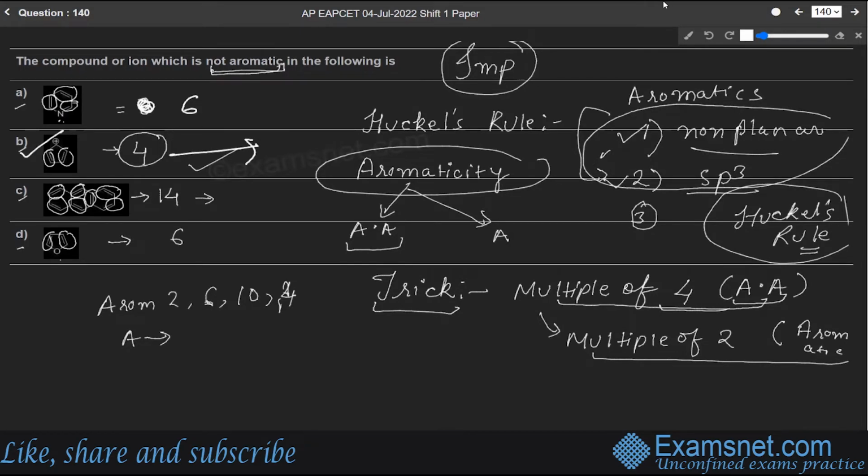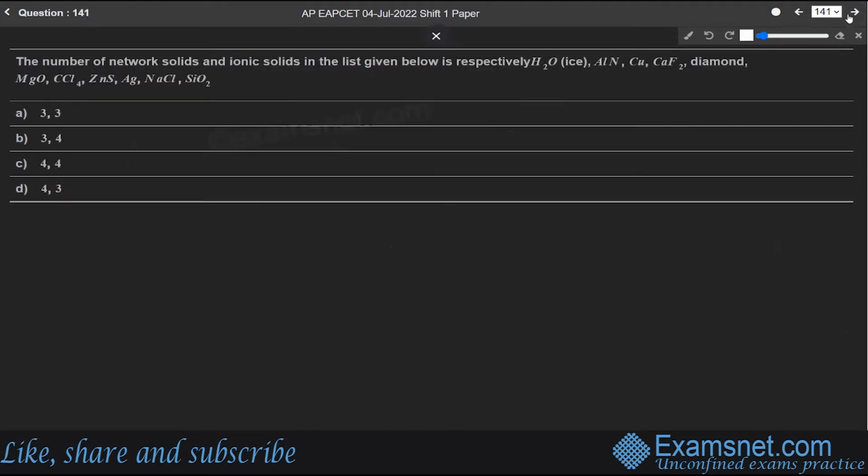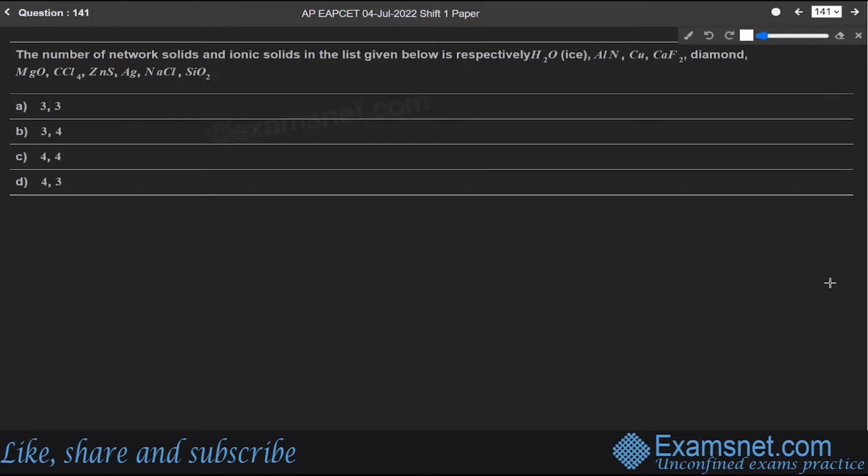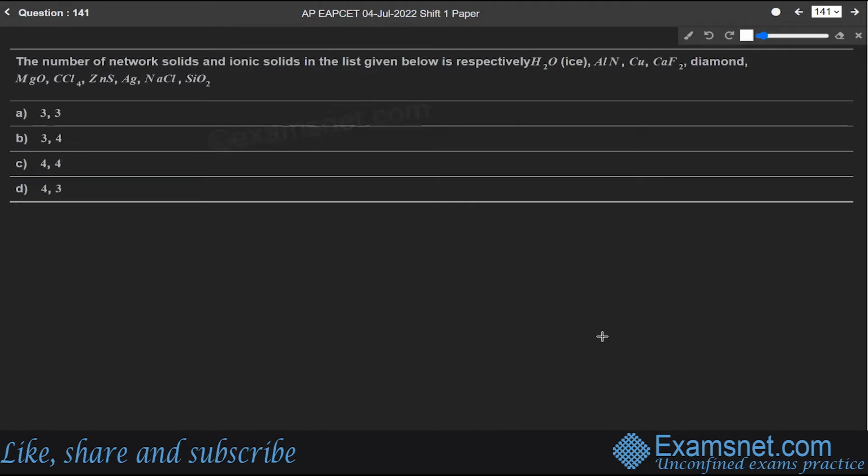Now let's look at the next question. That's 141. So again, this is from solid state, the very first chapter of physical chemistry of 12th class. The number of network solids and ionic solids in the compounds given below, respectively.